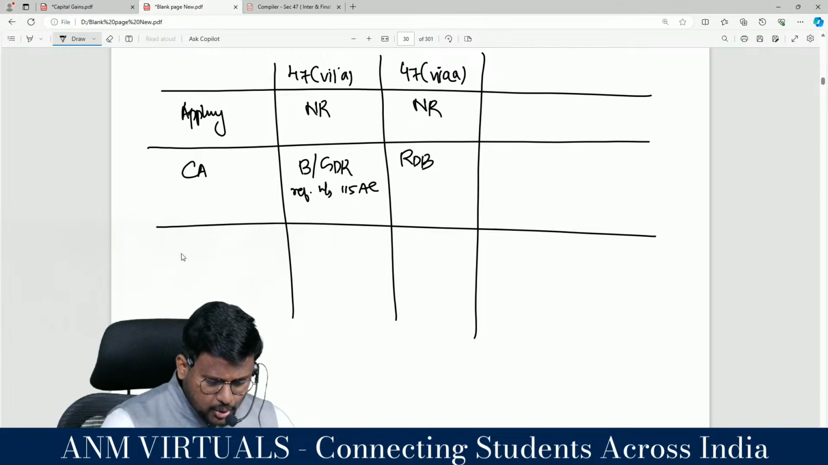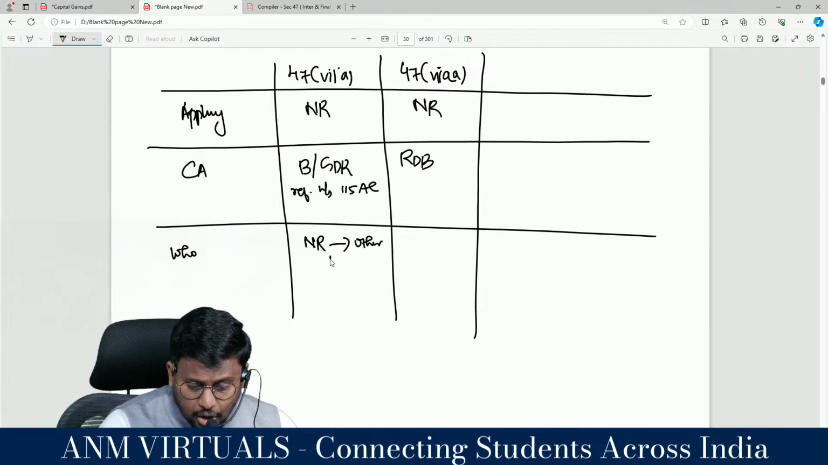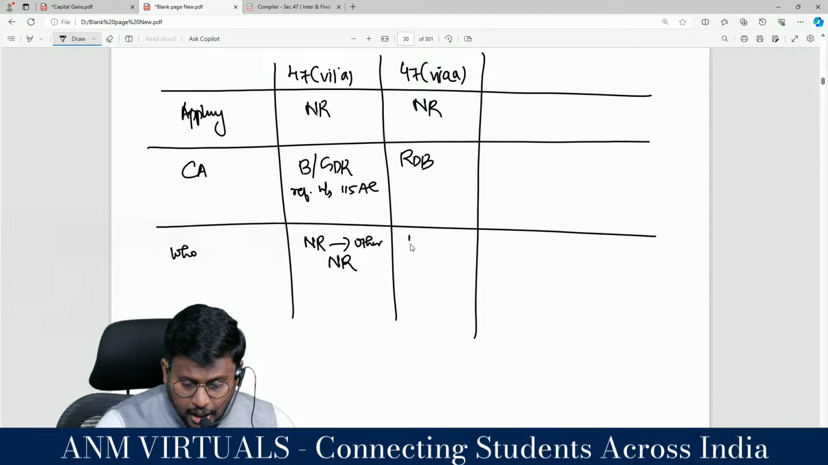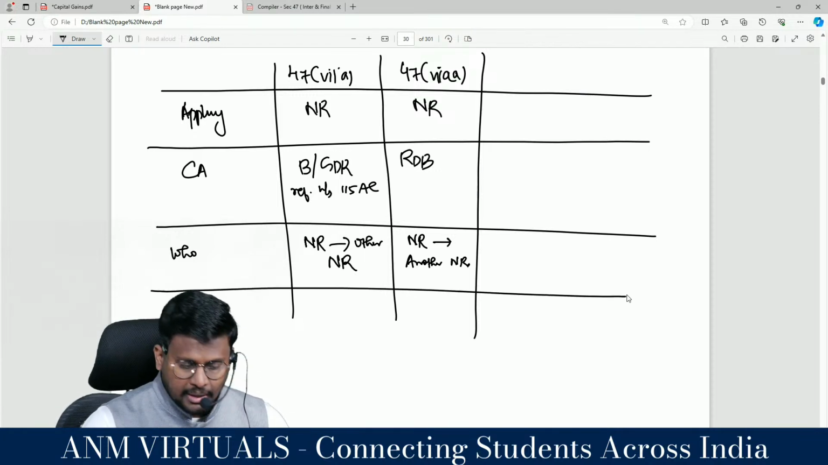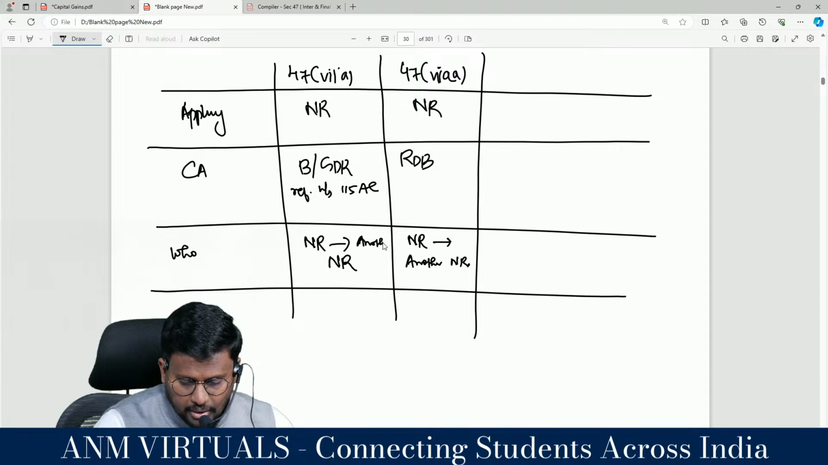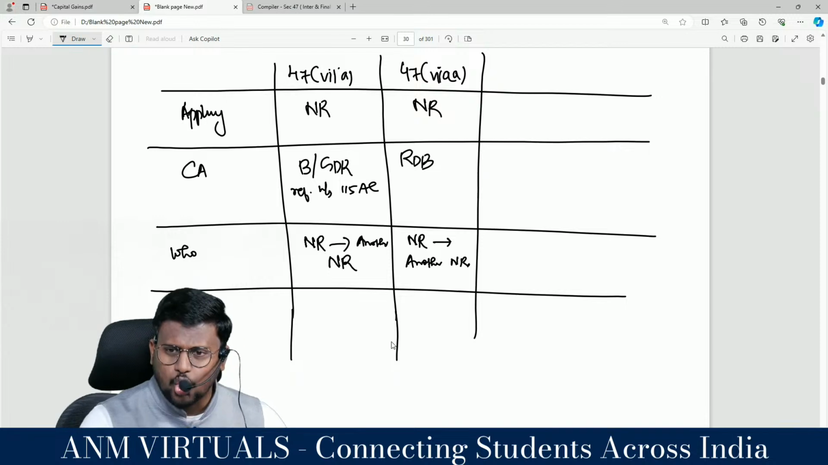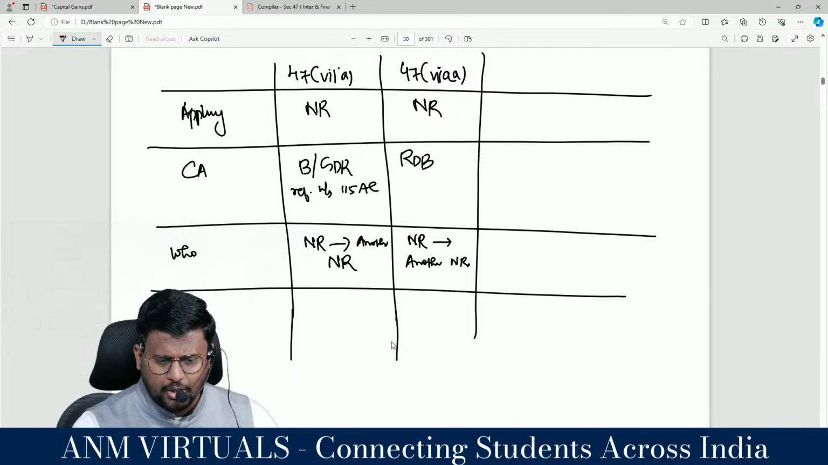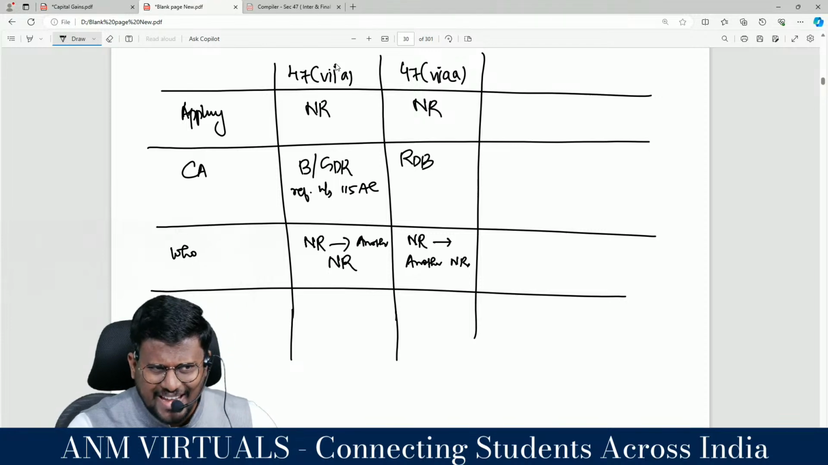Next one, sir, who has to transfer? From one non-resident to another non-resident. Yes or no? Here also, from one non-resident to another non-resident. Are you able to appreciate or understand? Yes, sir. So by one non-resident to another non-resident. Clarity? Yes, sir. Sir, what is the extra common point between these two, 47 clause 7A and 47 clause 7AA?